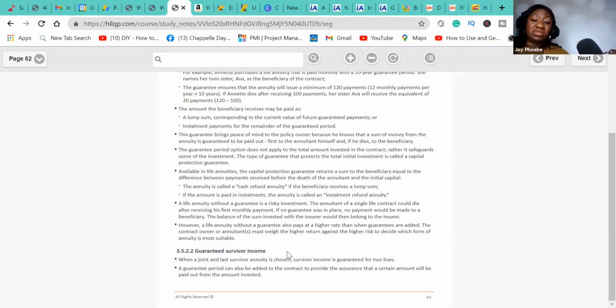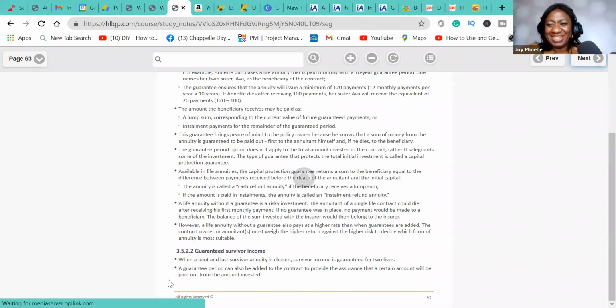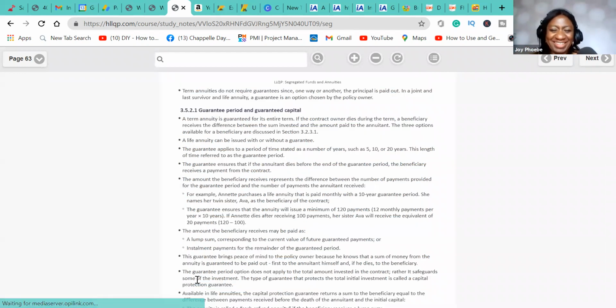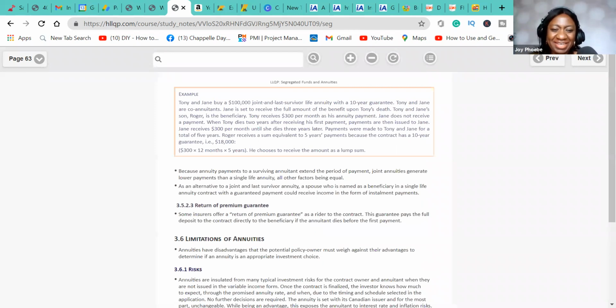So, in other words, it's important to have a life annuity with guarantee in place. Otherwise, what happens to you when you die after receiving one payment? You see, the insurance company will keep the money.